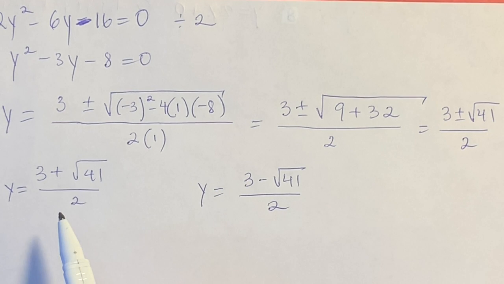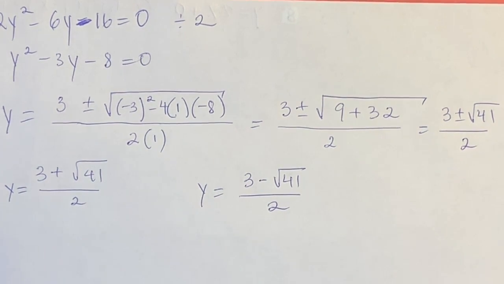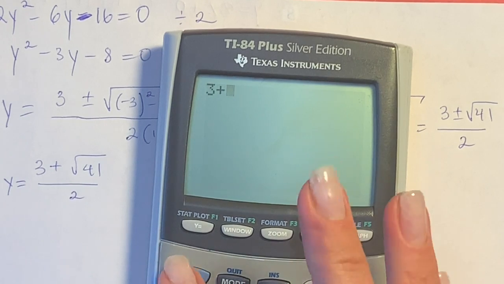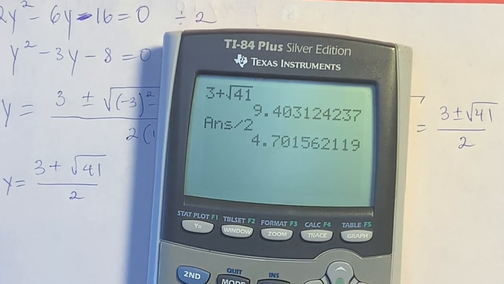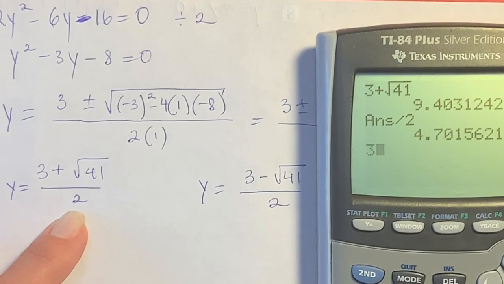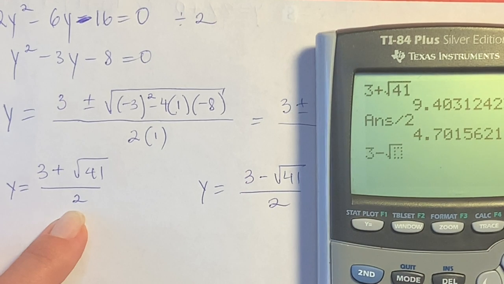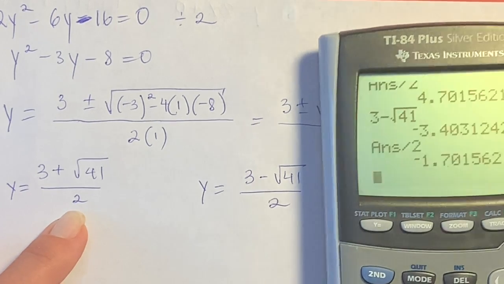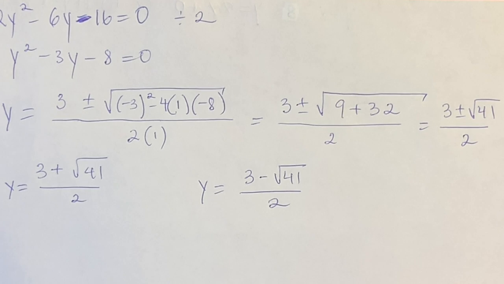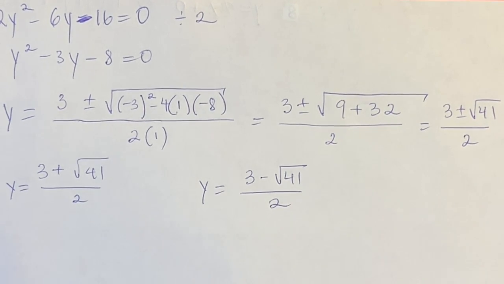Let's plug these into the calculator and see if they match the solution we obtained from the graph. Three plus the square root of 41 divided by 2 is approximately 4.7, which is close to 5 that I got from the graph. The second answer, 3 minus the square root of 41 all divided by 2, that I got from solving the equation algebraically, is -1.7, which is close to -2 I got from the graph. Okay, so these are my y's.